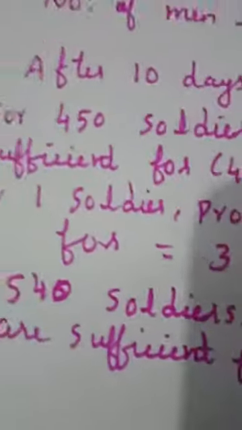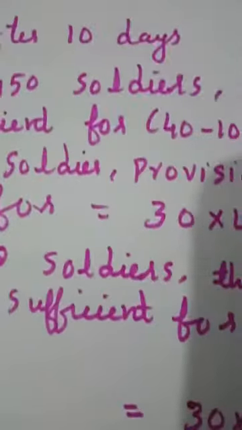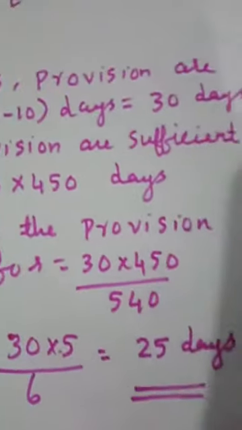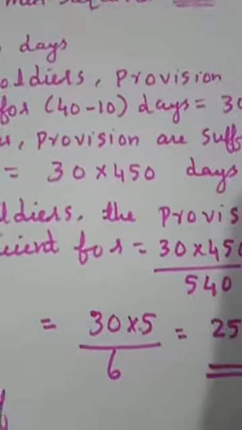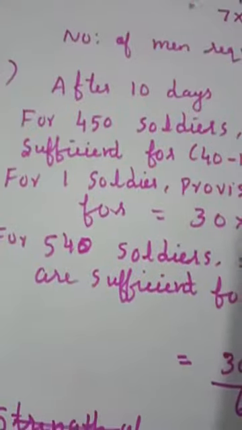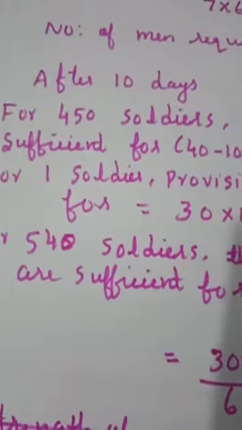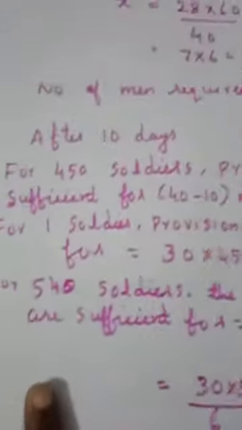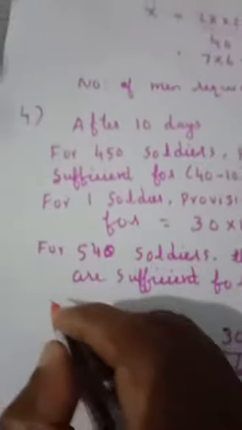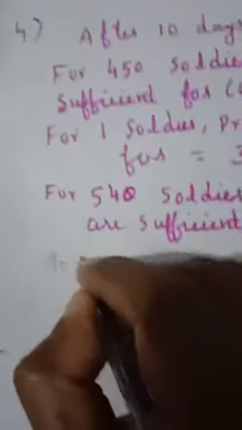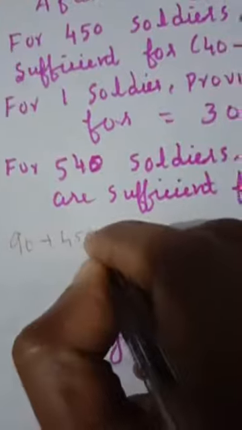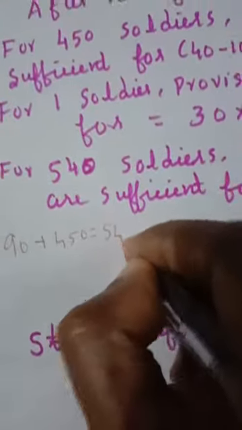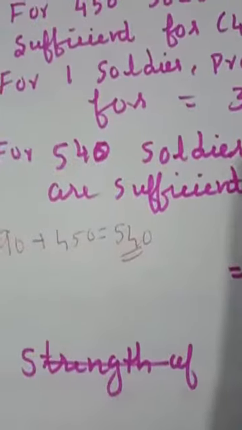Now, for one soldier the provision is sufficient for 30 into 450 days. Now we want to calculate with 90 more soldiers coming. So, 90 plus 450 equals 540.